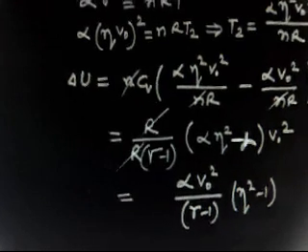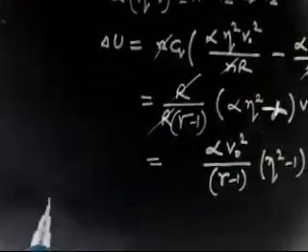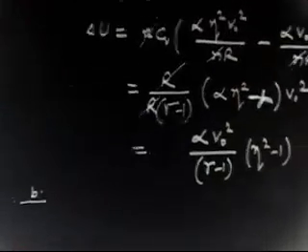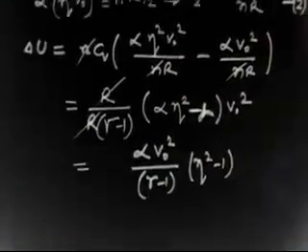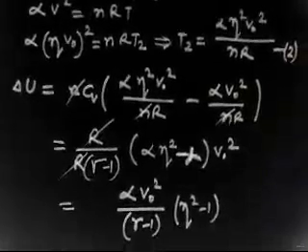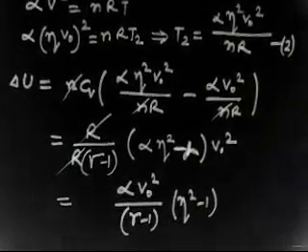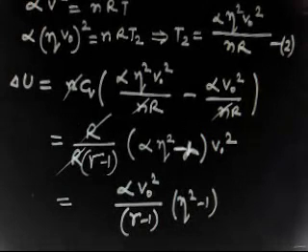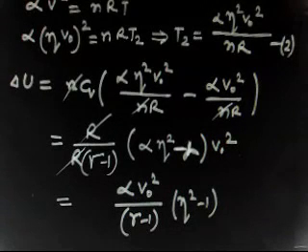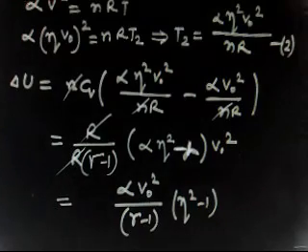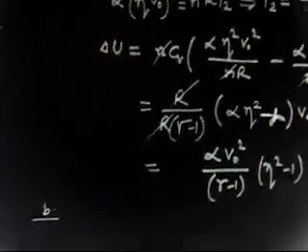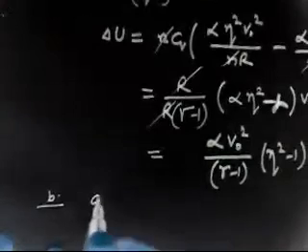Let us do the second part. The second part of the question says B. I think all of you have copied this one. Let us copy fast and then we'll go to the next problem. The second part says find the work performed. So I have to find dW.